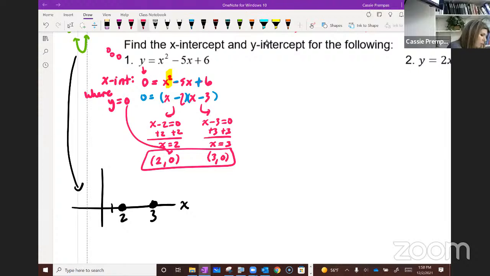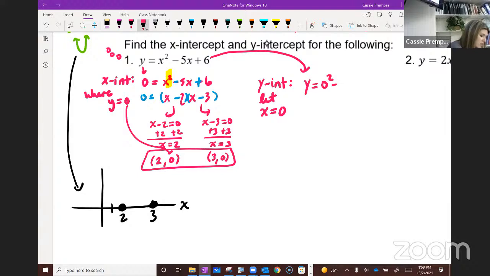So if I'm finding the y-intercept, what would I have to let x equal? 0. So I'm going to take this equation and I would have y is equal to 0 squared minus 5 times 0 plus 6. 0 squared is 0, minus 5 times 0 is 0, so I'm going to get y to equal 6.